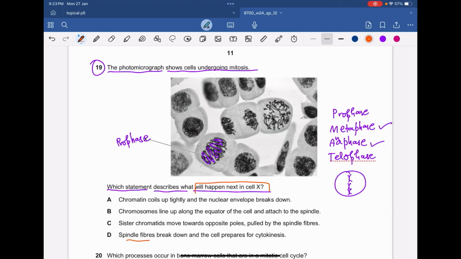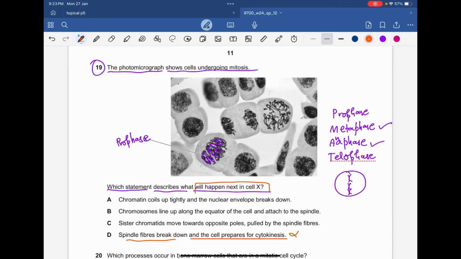So if we say that the spindle fibers break down and the cell prepares for the cytokinesis, no, this may not be the correct option. Why? Because first of all the chromatin threads will condense to form the chromosomes, and then they will align at the equator and then separate. So option D is incorrect.